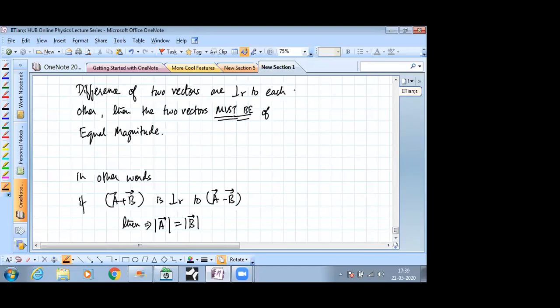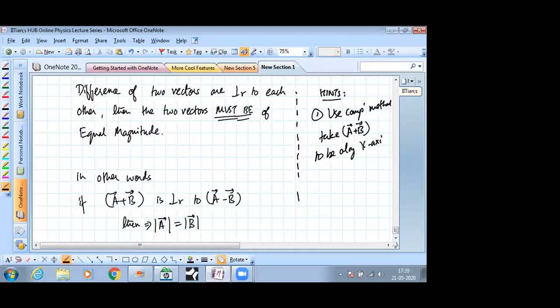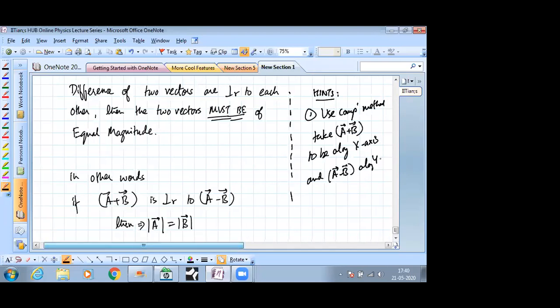So I'll give you a couple of hints on how to do this. Okay. One is you can use the component method. Take A plus B to be along x-axis and A minus B along y-axis. Or you can take Z also, it doesn't matter, but they are mutually perpendicular. So take them along each axis and prove.